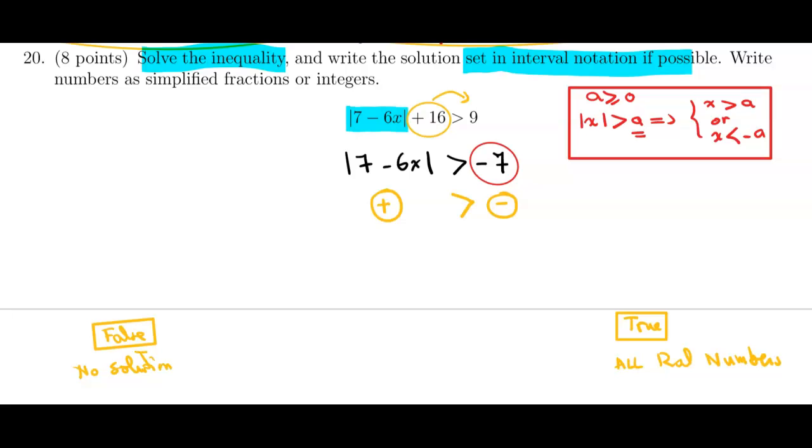All right. So again here, is a positive number greater than a negative number? Oh yeah, that's a no brainer, right? So this is absolutely a true statement. All right. So if it is a true statement, then the solution here will be equal to all real numbers.